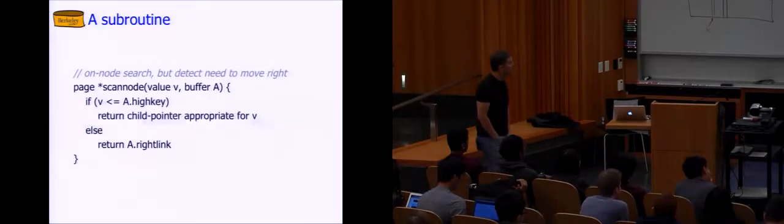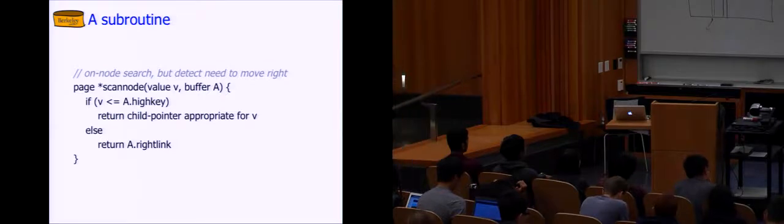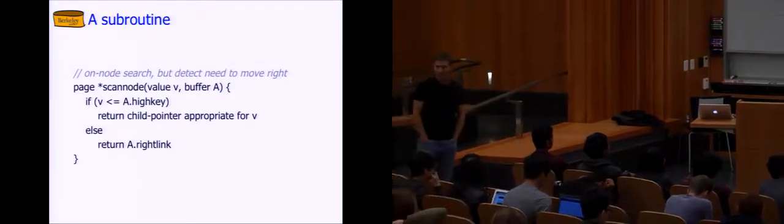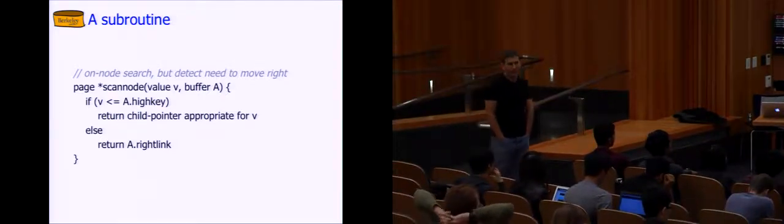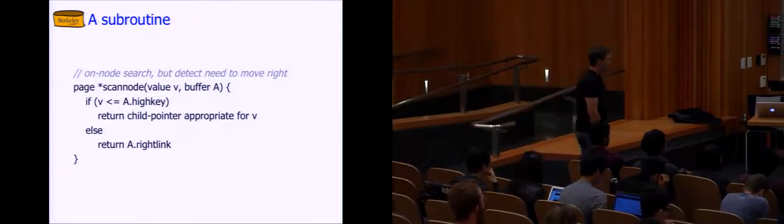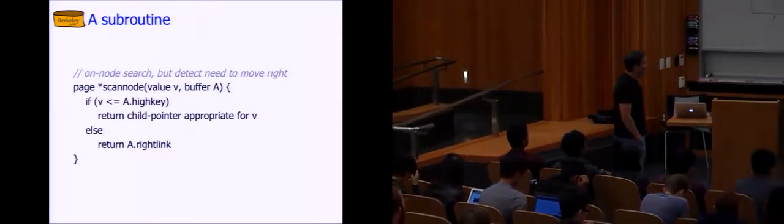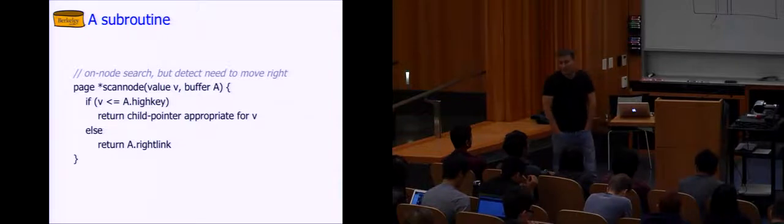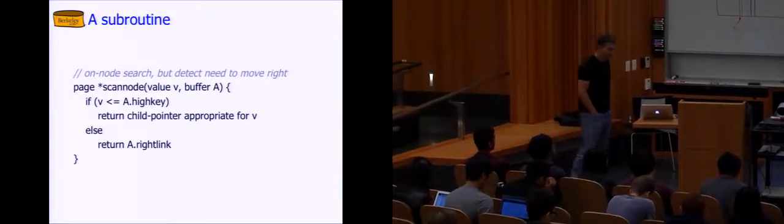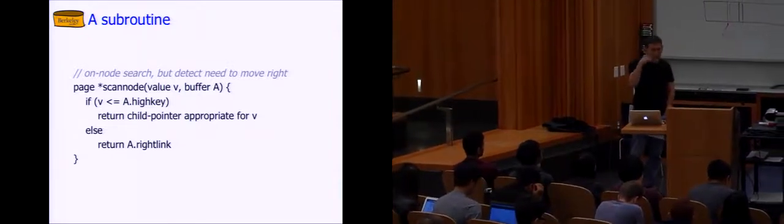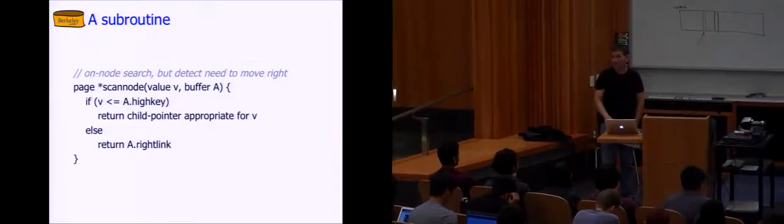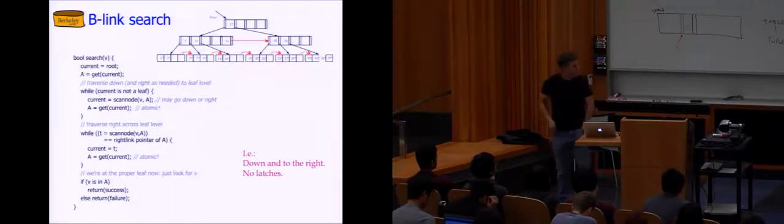All right. If your value is less than or equal to the high key, then do the usual B-tree thing. Return the pointer to the child that is the right child. But if your value is greater than the high key, return the right link. All right. So that's scan node. It's straightforward. Just remind yourself that as you're going through the tree, you may go down, you may go right.